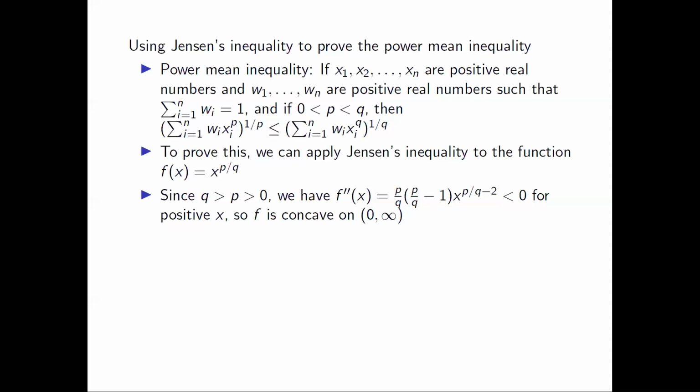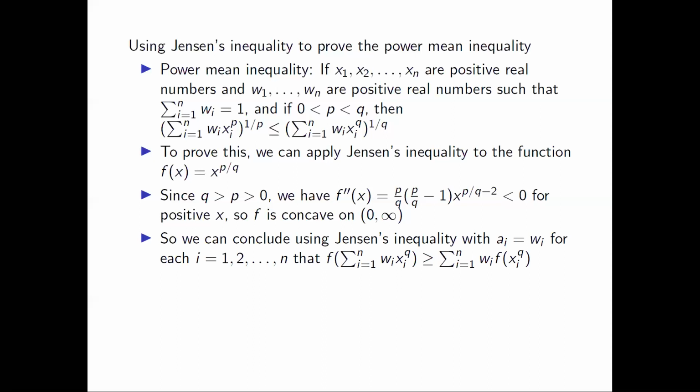So since f is concave on that open interval, we can apply Jensen's inequality, the concave version of it, on that open interval. And when we apply it with the weights ai equal to wi for each i, we get that f of the sum from i equals 1 to n of wi times xi to the q is greater than or equal to the sum from i equals 1 to n of wi times f of xi to the q.